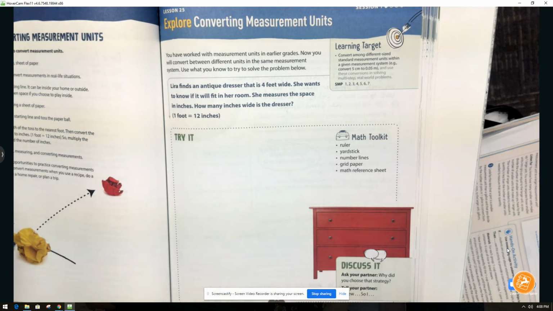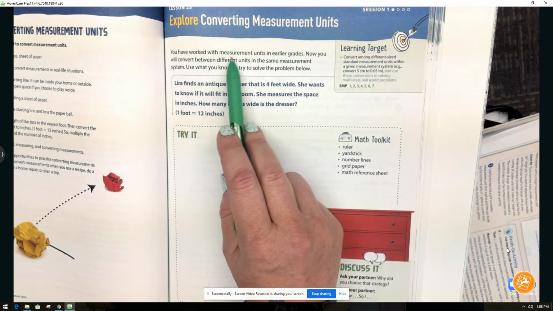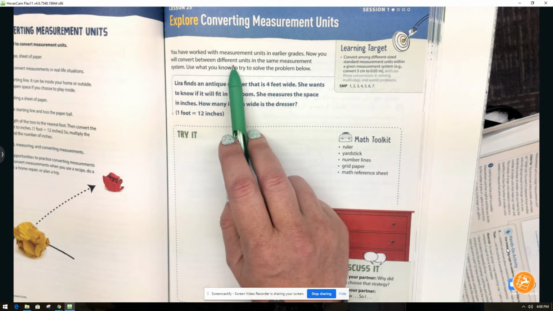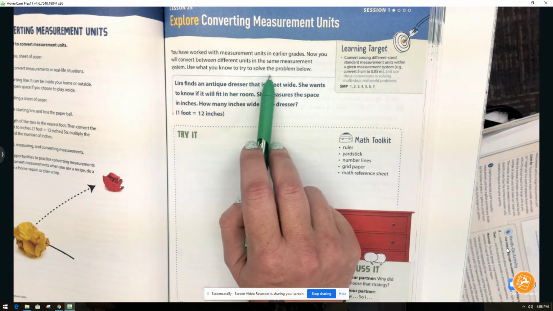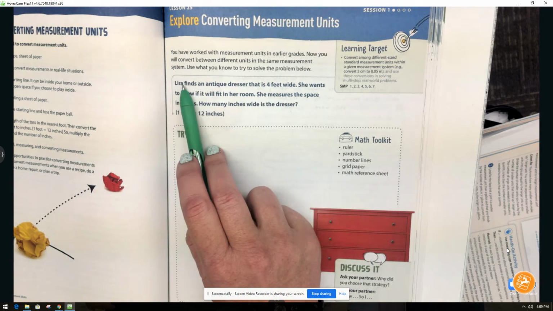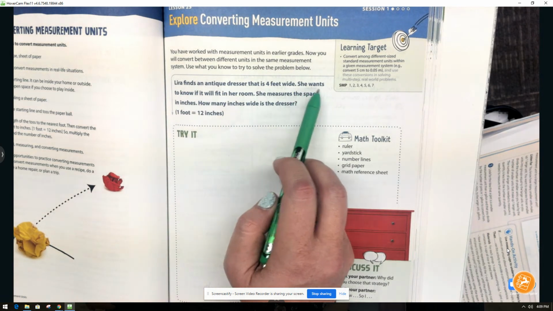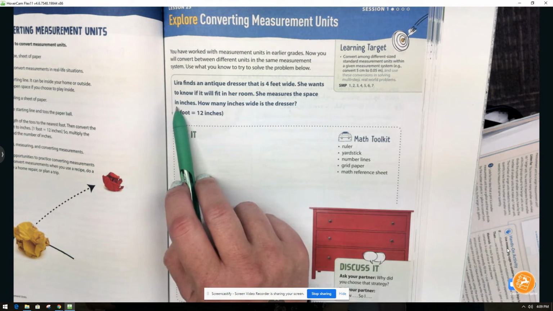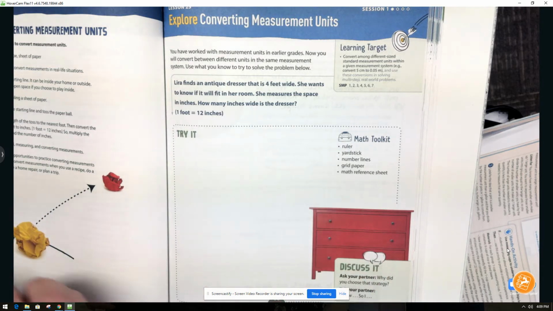Okay, so we are going to be on page 509. So it says this: you have worked with measurement units in earlier grades. Now you will convert between different units in the same measurement system. Use what you know to try and solve the problem below. So it says this: Lyra finds an antique dresser that is 4 feet wide. She wants to know if it'll fit in her room. She measures the space in inches. How many inches wide is the dresser?